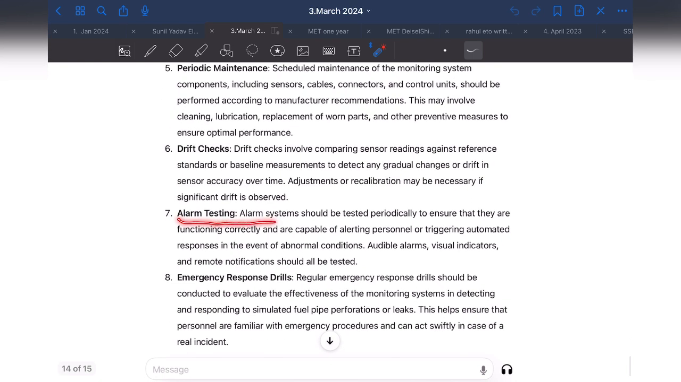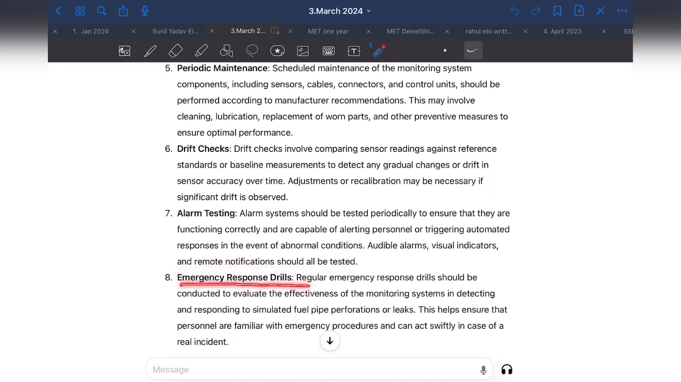Alarm testing. Alarm systems should be tested periodically to ensure that they are functioning correctly and are capable of alerting personnel or triggering automated response in the event of abnormal conditions. Audible alarms, visual indicators, and remote notifications should be tested.